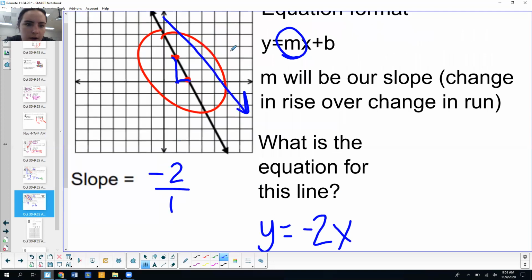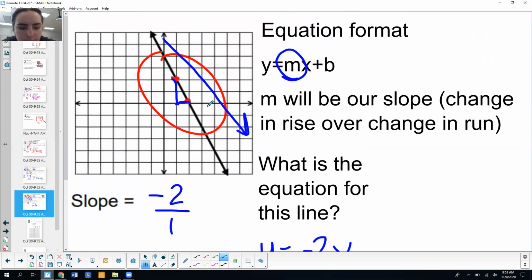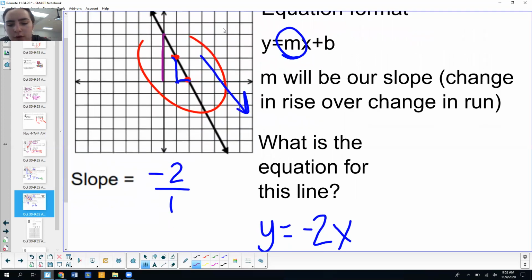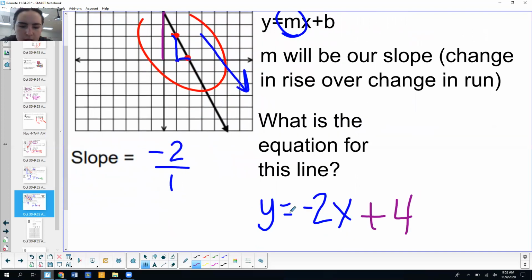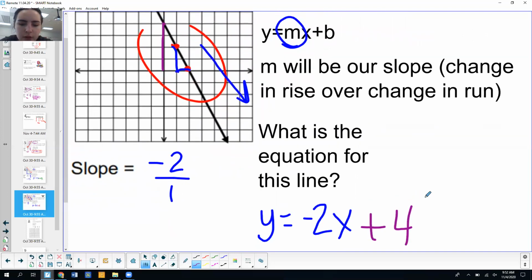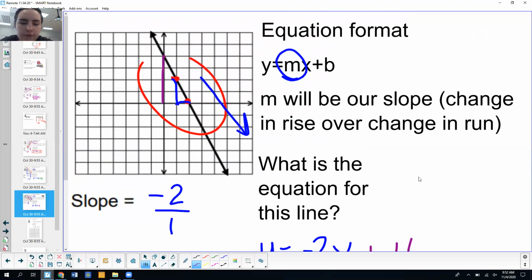And then, I'm going to erase some of this because it's kind of hard to see, we're going to look at where this line intersects the y-axis. So it looks like it is 1, 2, 3, 4. So it intersects at +4. So y equals -2x plus 4. So that's how we're going to find something like that.